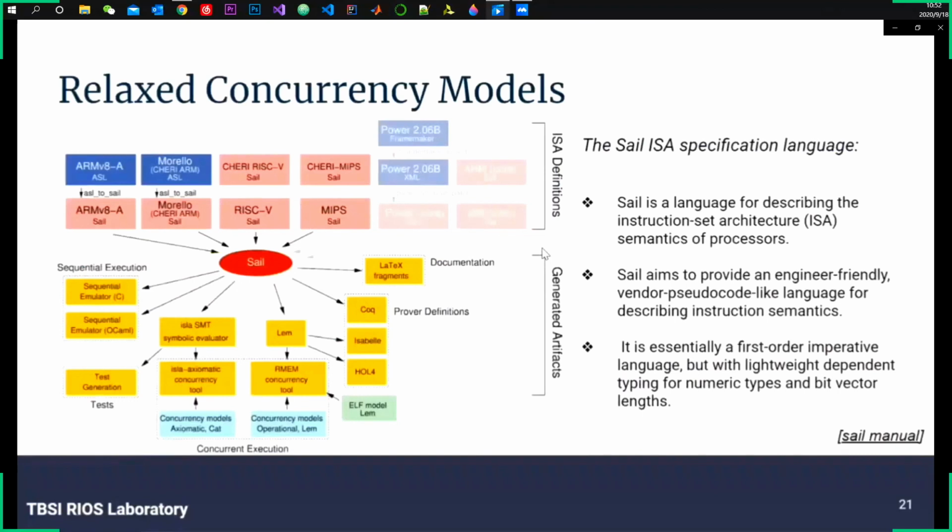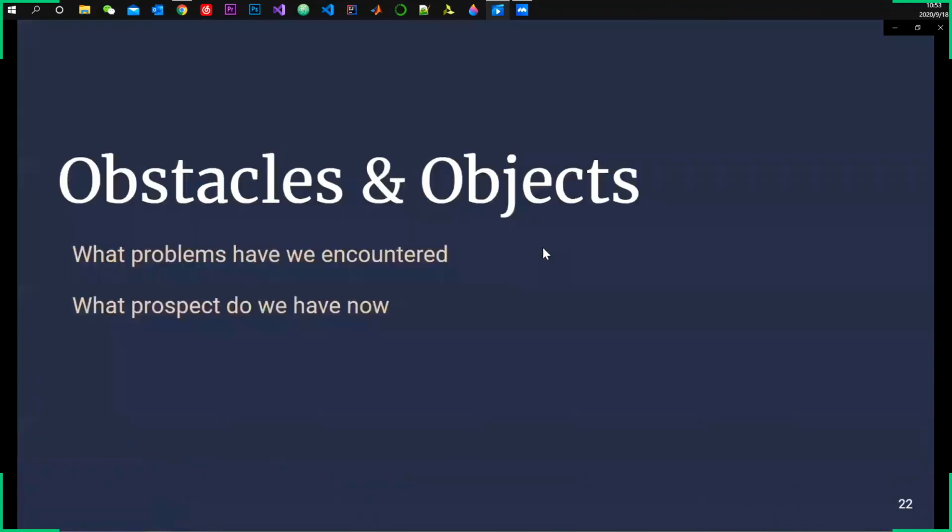Our next step is the relaxed concurrency model. We adopt a specific language called SAIL, whose user manual can be found through the link. SAIL is a language for describing the instruction set architecture semantics of processors. SAIL aims to provide an engineer-friendly, vendor pseudocode-like language for describing instruction semantics. Essentially, it is a first-order imperative language, but with lightweight dependent typing for numeric types and bit vector lengths.